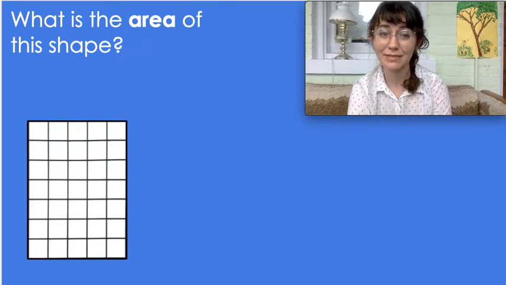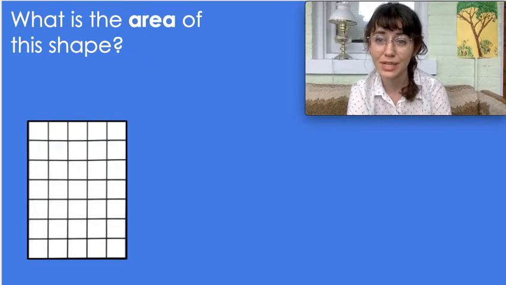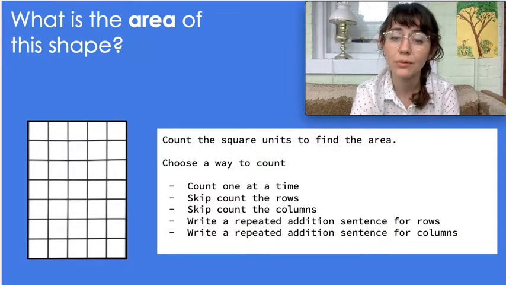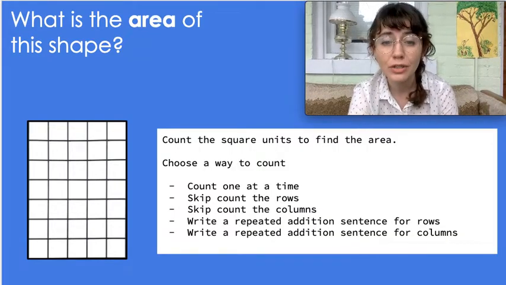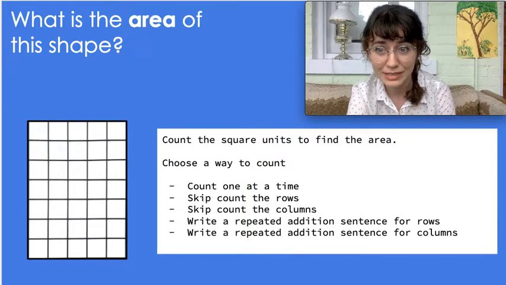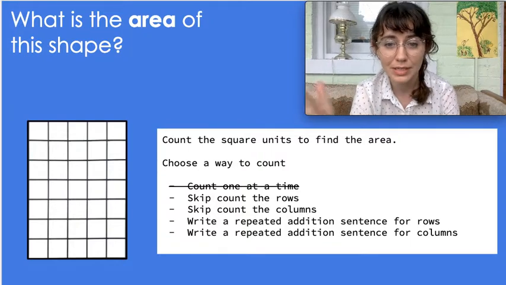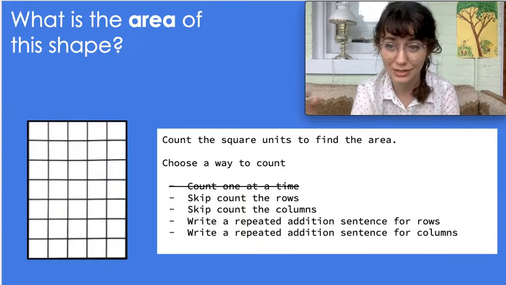Next, let's look at the area of this shape. You could copy it down on your paper, or you can just look at it with me. Remember, it's up to you to choose the way that you're counting. You could count one at a time, which looks kind of crazy for this one, so I'm just going to cross that out. Or you could skip count the rows, skip count the columns, or do repeated addition sentences.